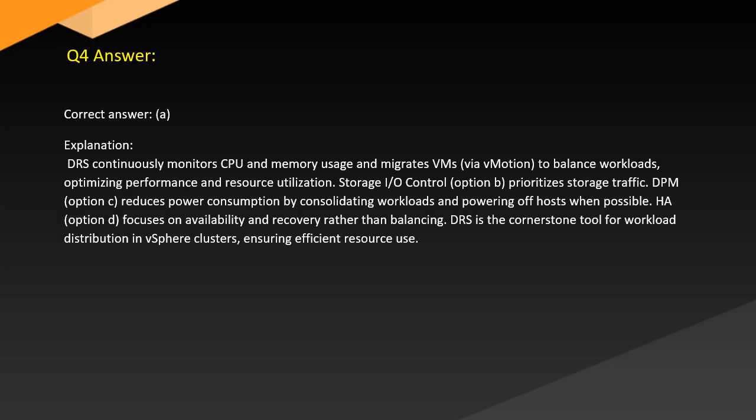Answer. Correct answer: A. Explanation. DRS continuously monitors CPU and memory usage and migrates VMs via vMotion to balance workloads, optimizing performance and resource utilization. Storage I/O Control, Option B, prioritizes storage traffic. DPM, Option C, reduces power consumption by consolidating workloads and powering off hosts when possible. HA, Option D, focuses on availability rather than balancing. DRS is the cornerstone tool for workload distribution in vSphere clusters, ensuring efficient resource use.